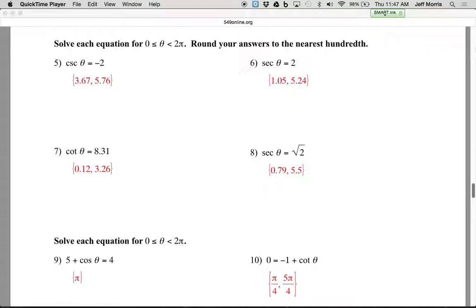So when I'm doing these, in fact, this is the one I did last hour. Cotangent theta is equal to... I'm going to do a lot of drawing today, so that might be helpful to have the visual so you can connect it. So cotangent theta is equal to 8.31.